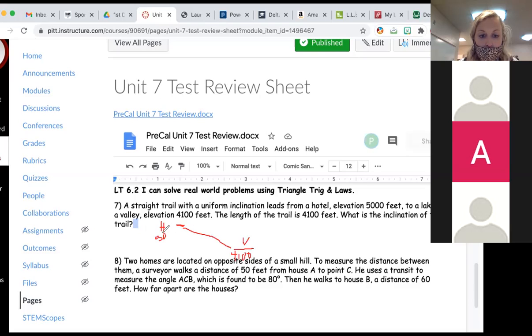So if we know the hotel is at 5,000 feet and we know the elevation of the valley is 4,100 feet, can somebody tell me what we know the height should be? 900. Good, KJ. The height is 900. We don't know the horizontal distance, but we do know the length of the trail. How long was the trail?